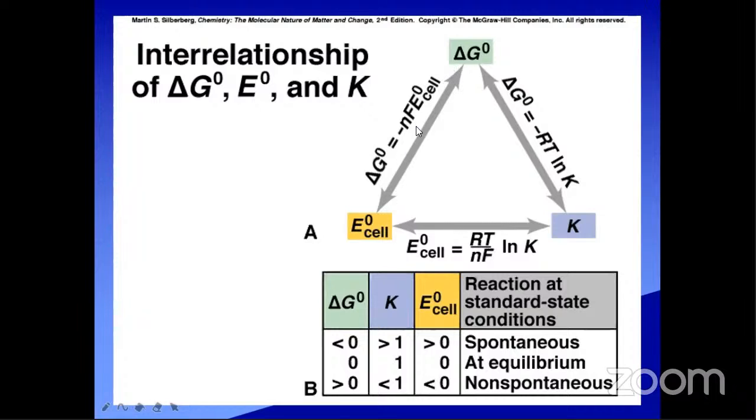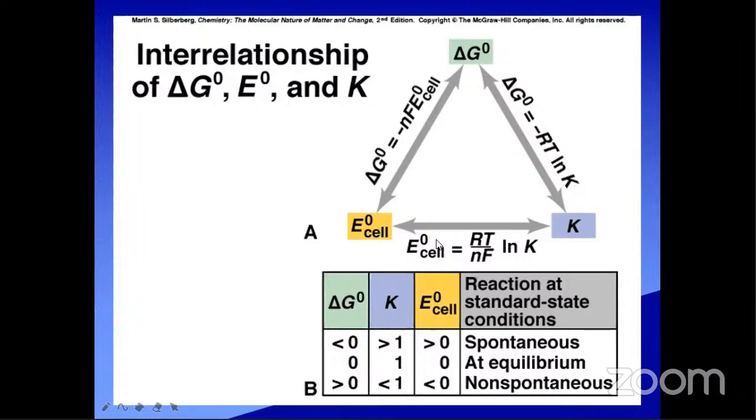So what is the interrelationship between these? This is the equation: delta G naught equal to minus NF E naught cell. Then the relationship between delta G and K: delta G naught equal to minus RT ln K. This is one of the equations we have discussed previously. K is the equilibrium constant.